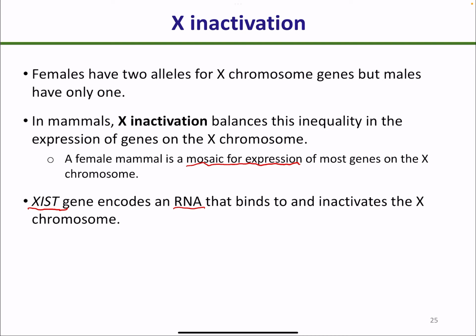Now, here is the thing. The one that shuts off in one cell is not the same one that shuts off in another cell. Let me repeat that. The one X chromosome that shuts off in one cell is not the same chromosome that shuts off in another cell in a female. That is very important to remember.